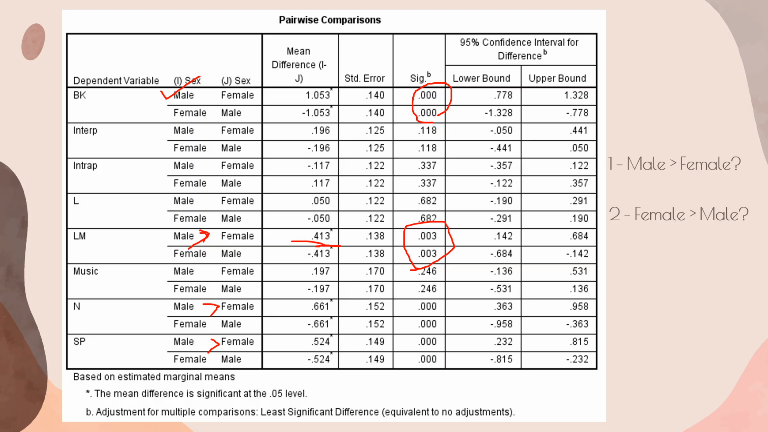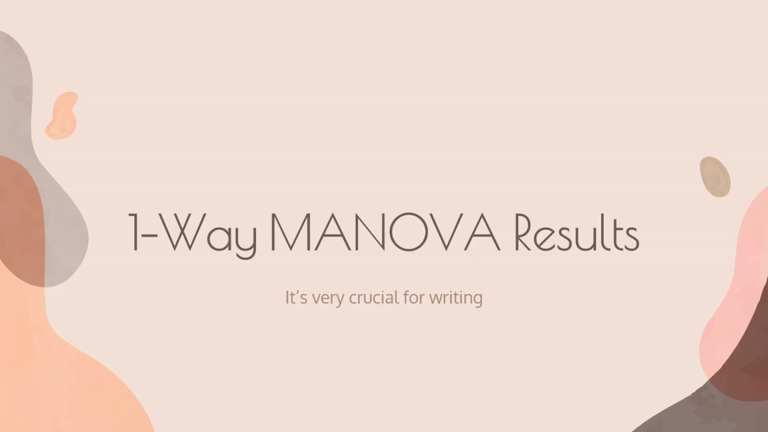So actually I should put 1 here, right? 1 is male greater than female. 1 and 1, not the 2. And it's very crucial for writing. The one-way MANOVA results are very crucial for writing.